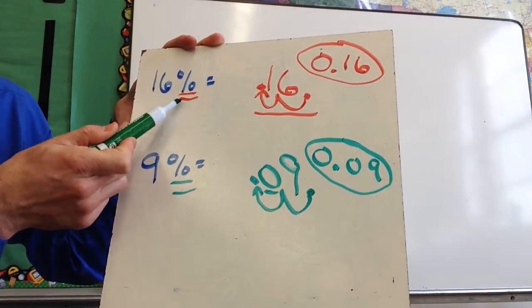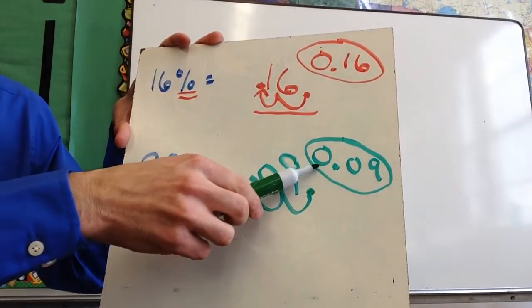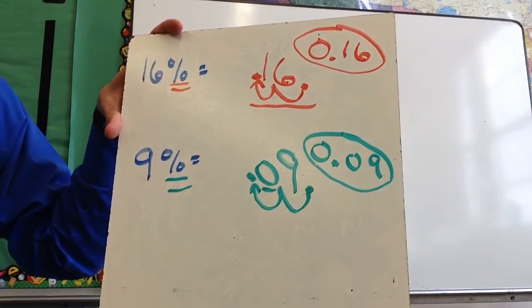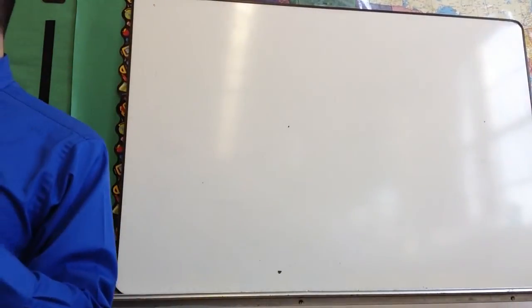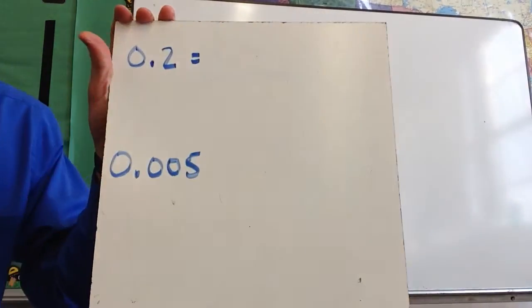So 16% as a decimal is 0.16. 9% as a decimal is 0.09. Okay, that's jumping the decimal to the left as I'm moving from percent to decimal. Now what happens when I'm trying to go the other way? I'm going from decimal to percent.